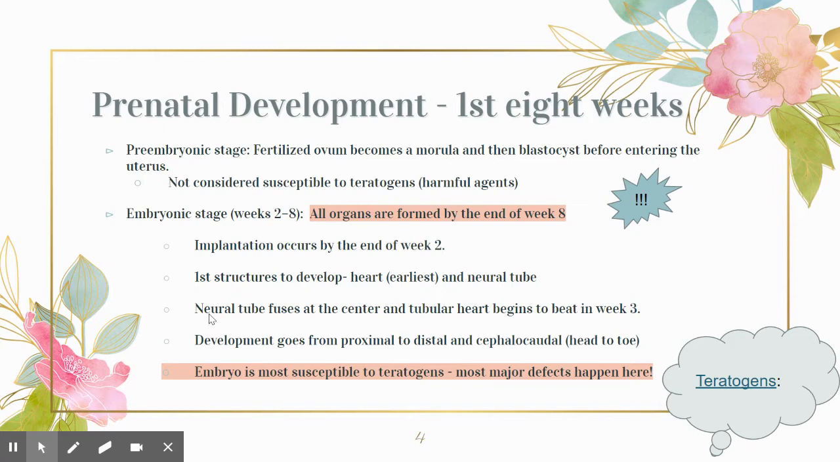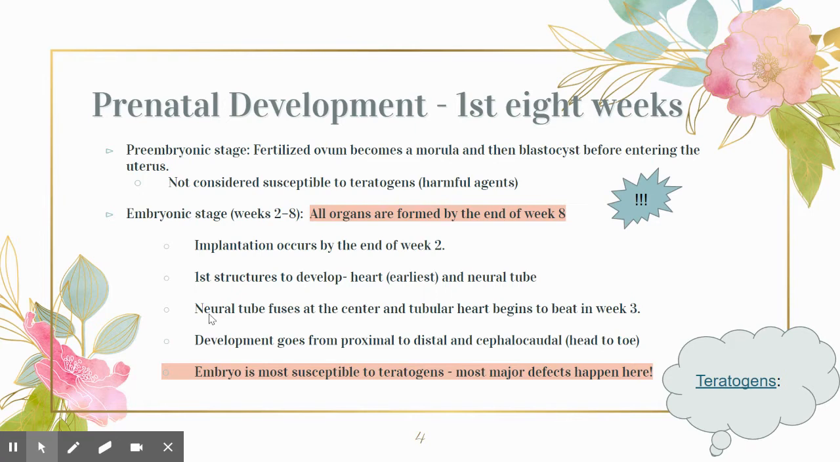Development then goes from head to toe and proximal to distal. So it will begin in the middle and go out towards the ends. The limbs are the last to develop, particularly the feet. This is when, if something is going to go wrong, it typically does when we see big structural malformations. And so we want to protect mom from teratogens.